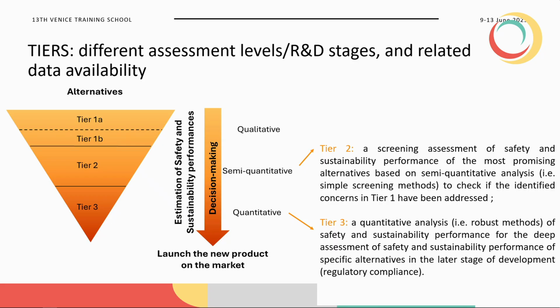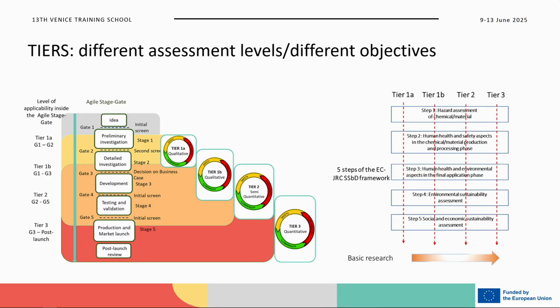And in this case, it follows the regulatory risk assessment path, but we can also use tools such as life cycle assessment, life cycle costing, social LCA, that can give a quantitative assessment of the sustainability and safety performance of the alternatives. All these tiers are aligned with the stage gate approach and need also to be aligned with the 5 steps of the GRC framework.